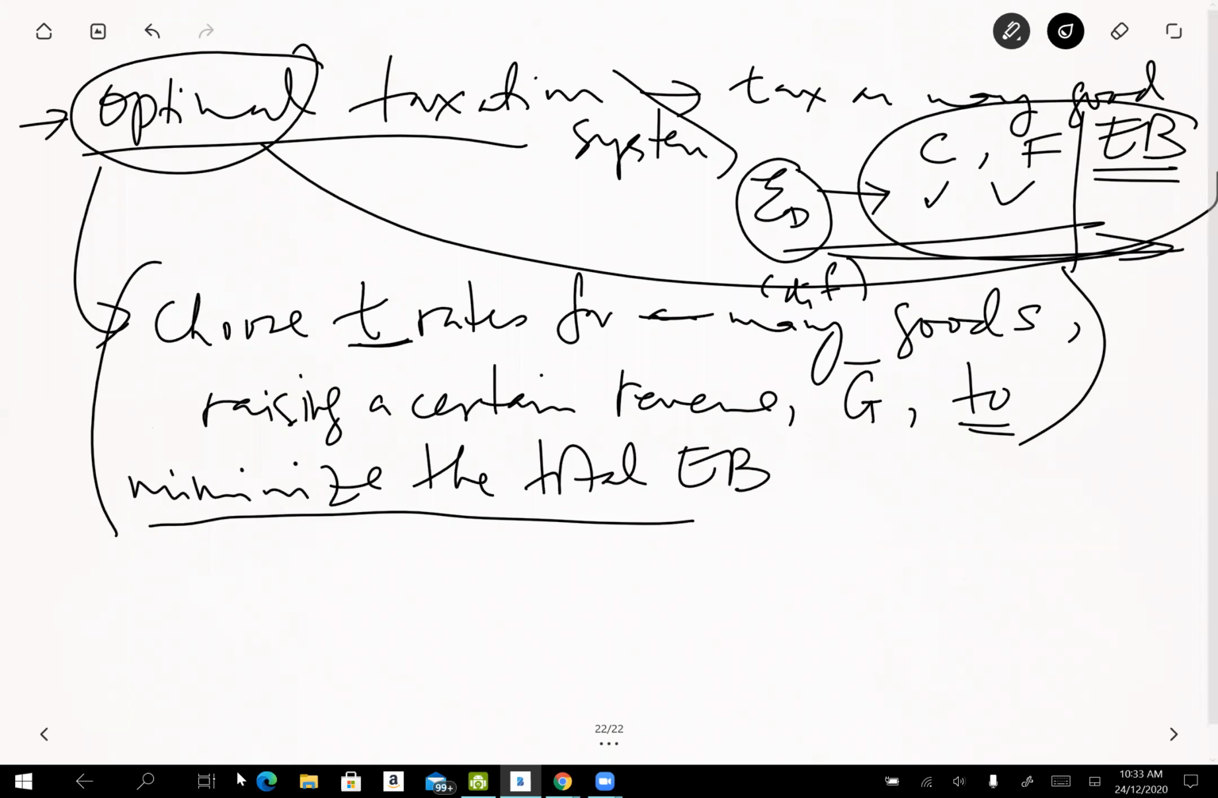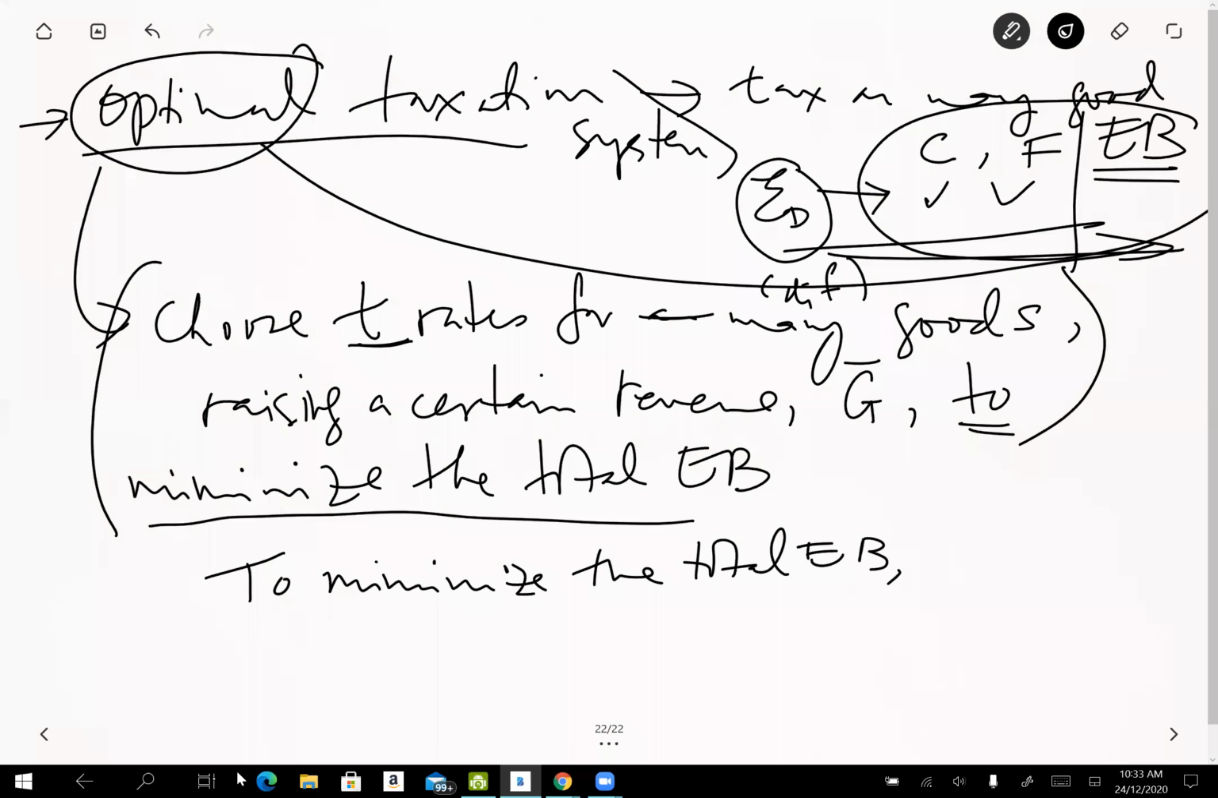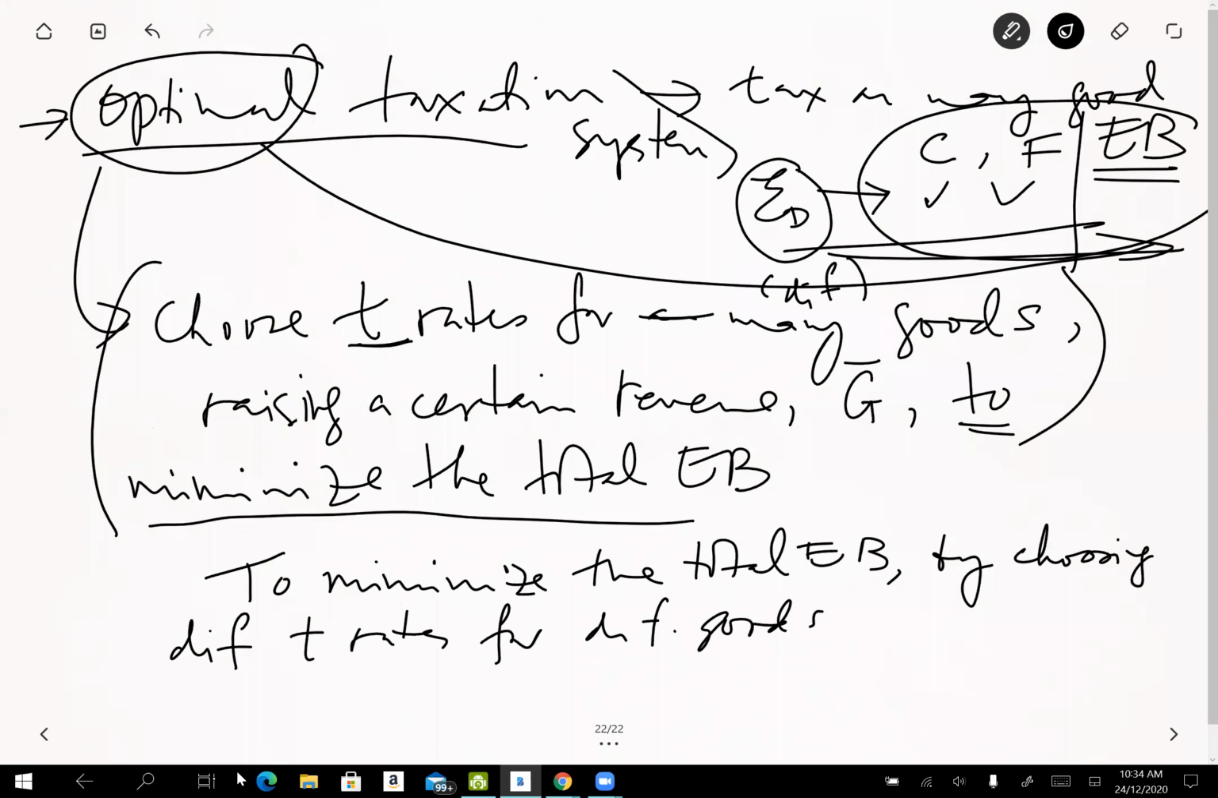So the objective, I think I rephrase again, is to minimize the total excess burden by choosing different tax rates for different goods, for many goods, given a certain tax revenue, G bar, that you want to raise.